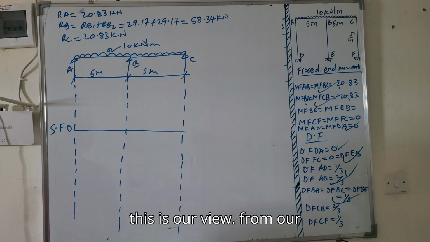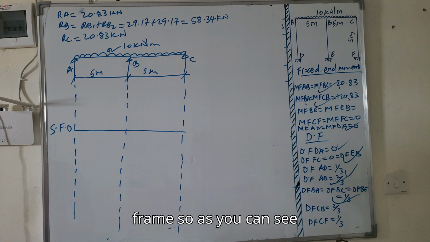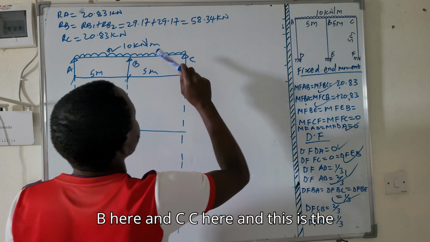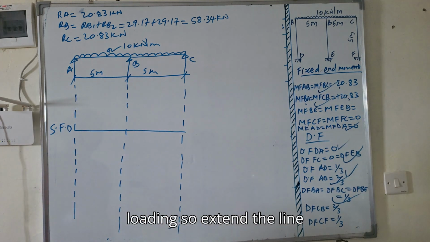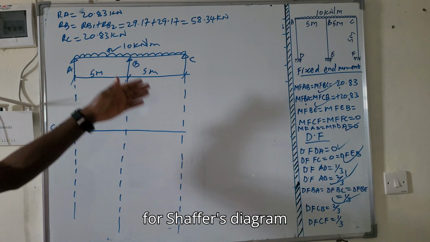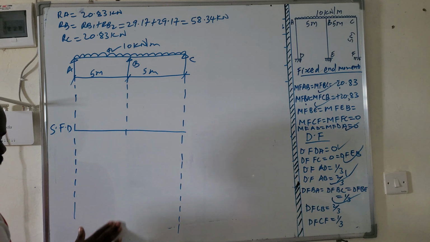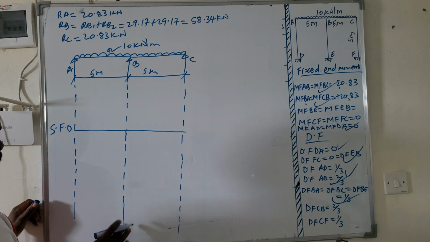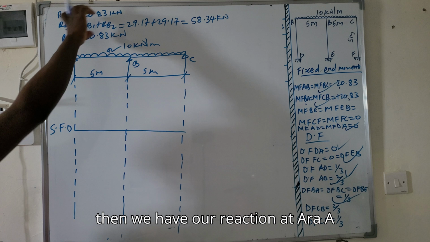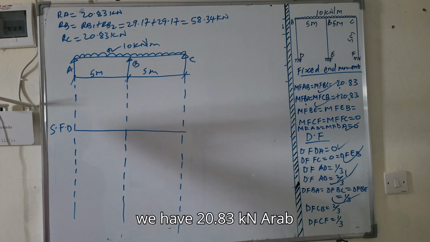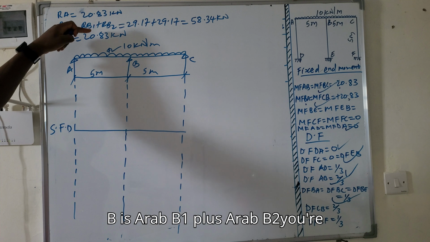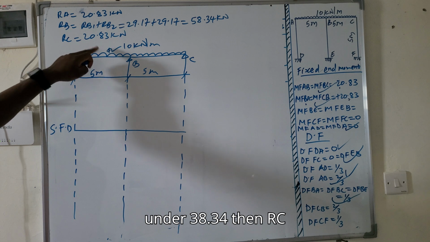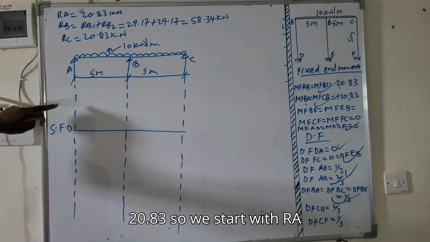So this is our beam from our frame. As you can see, this is A here, B here, and C here. And this is the loading. So extend the line for the shear force diagram like that. And then we have our reactions. At RA, we have 20.83 kilonewton. RB is RB1 plus RB2. Your answer will be 58.34. Then RC, 20.83.